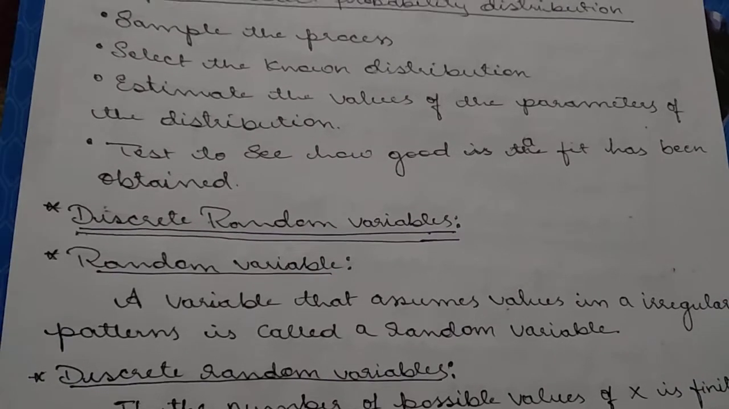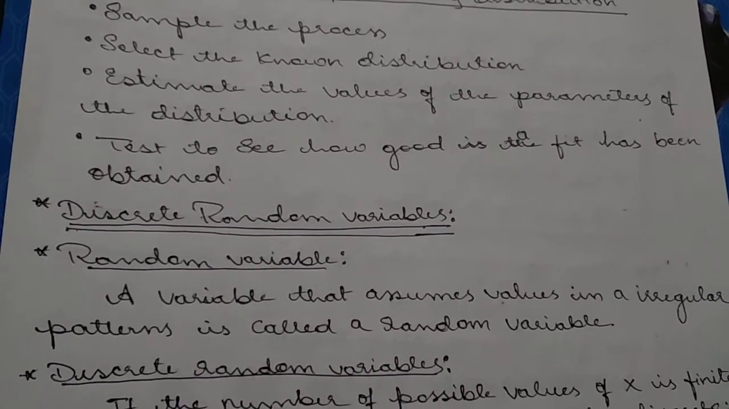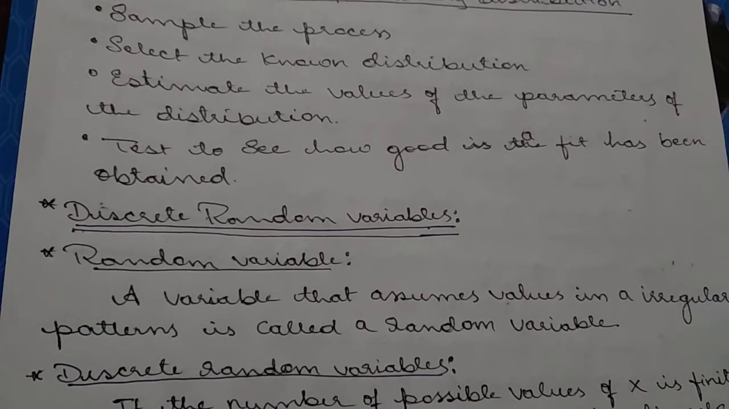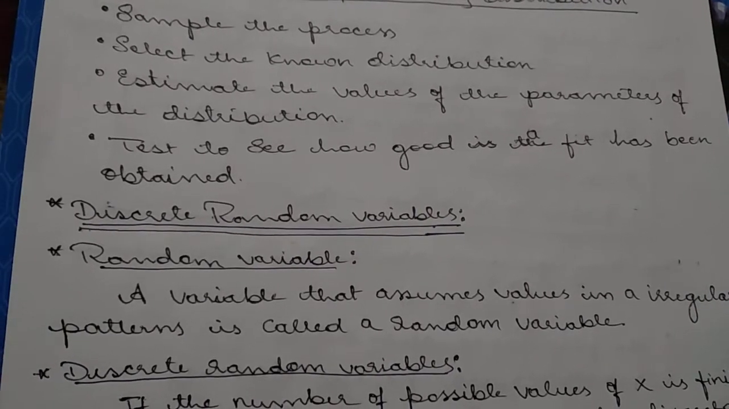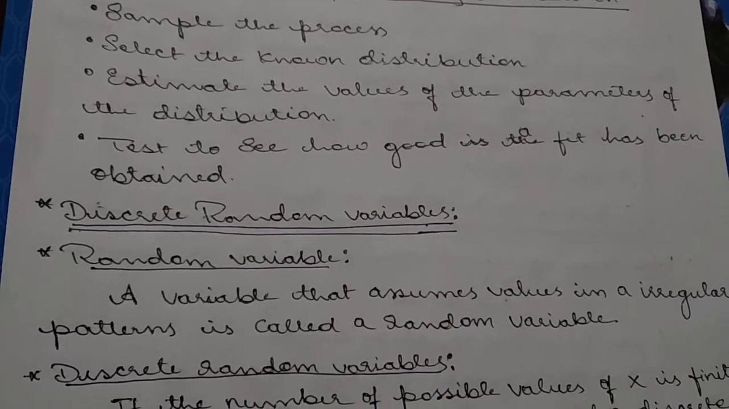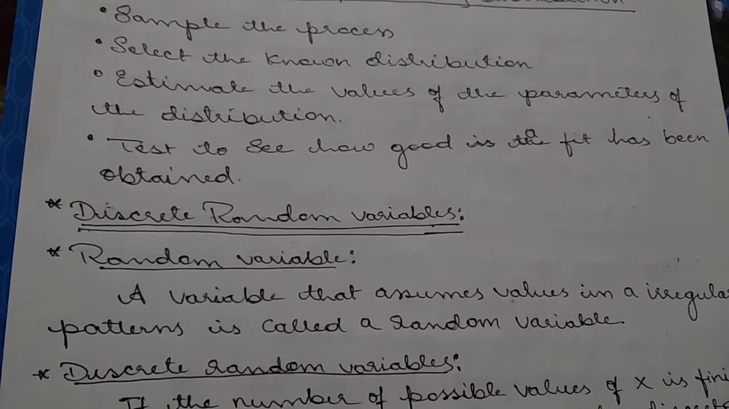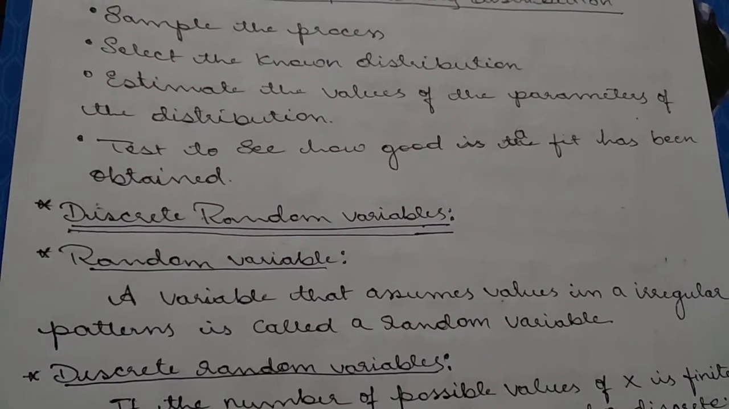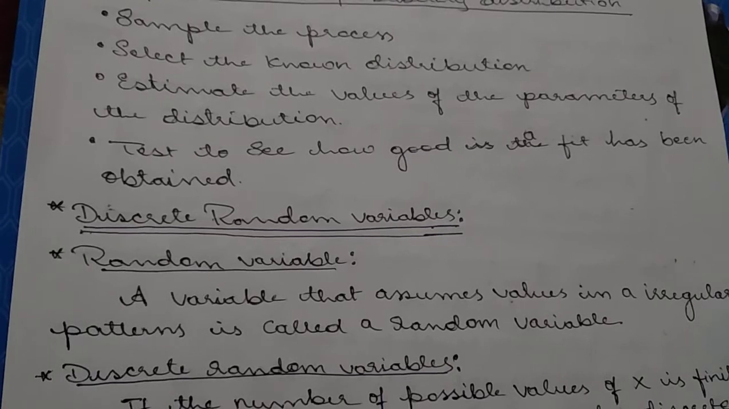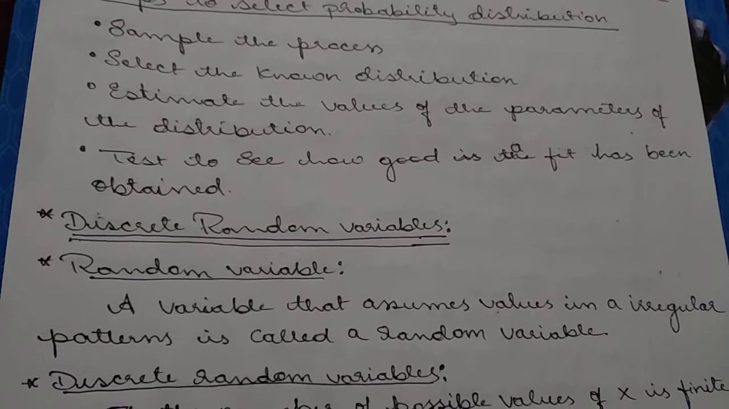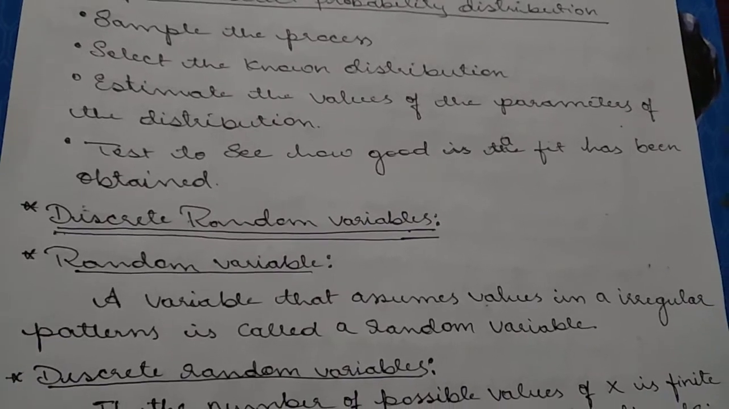It is in an irregular pattern, so only the name random. For example, if I use a rand function or random function in your program, random of 100, from 0 to 100 it will give you a number. But we cannot predict what numbers it will give from 0 to 100. That is irregular patterns. That is called your random variable.